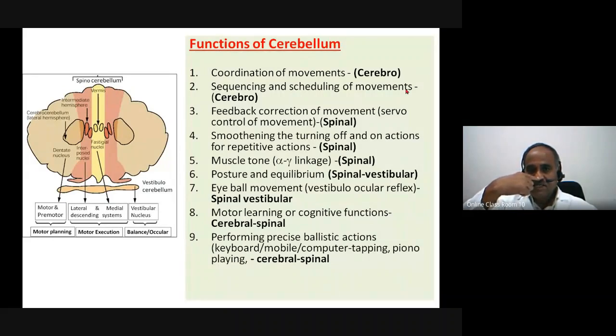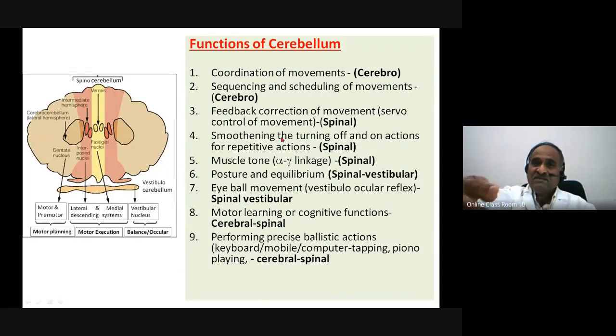Suppose the cerebellum is damaged, then the target site is overshot. This is corrected by the servo control mechanism, that is the feedback correction provided by the spinocerebellum. This is especially because this is the movement of the distal muscle. It is because of that that it is the spinocerebellum, the intermediate part of the cerebellum.